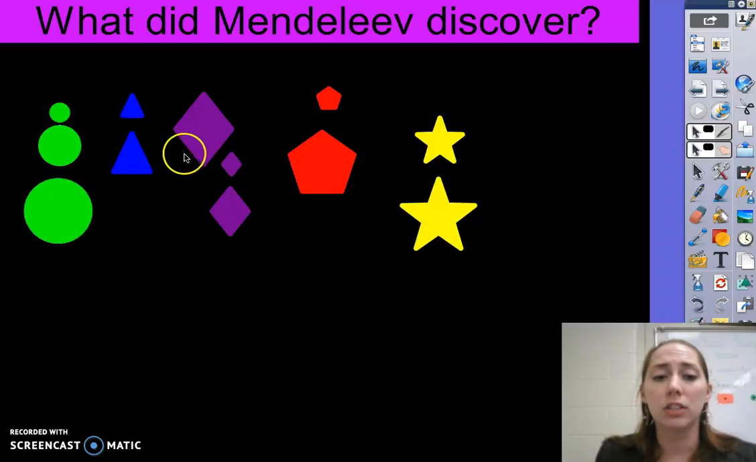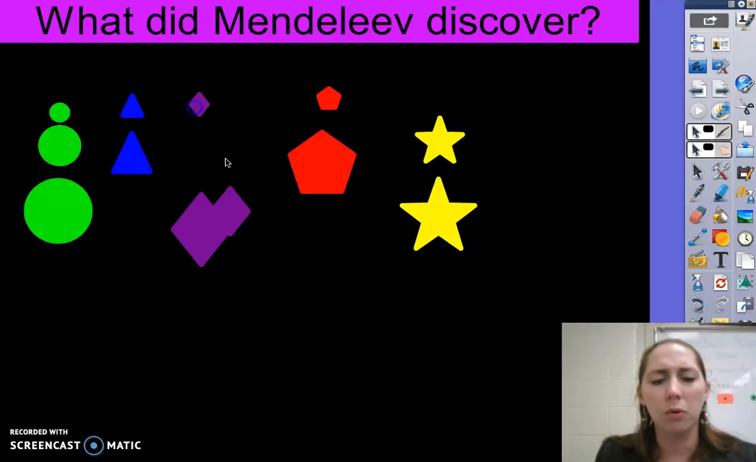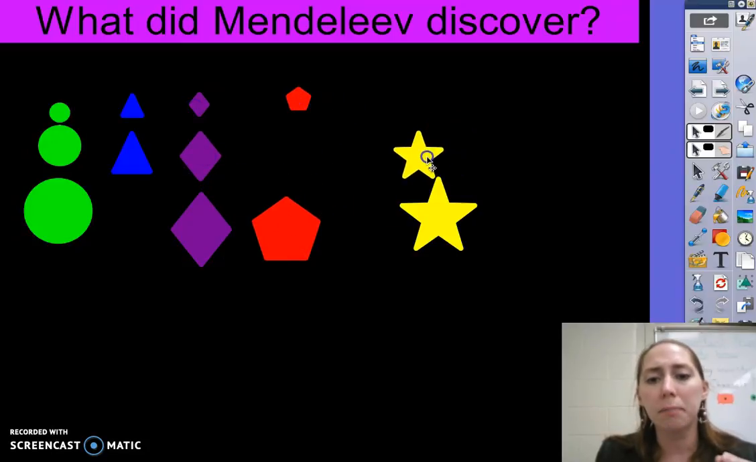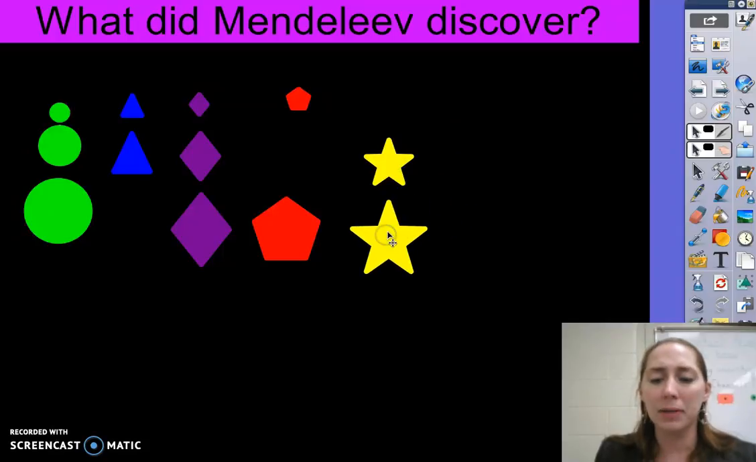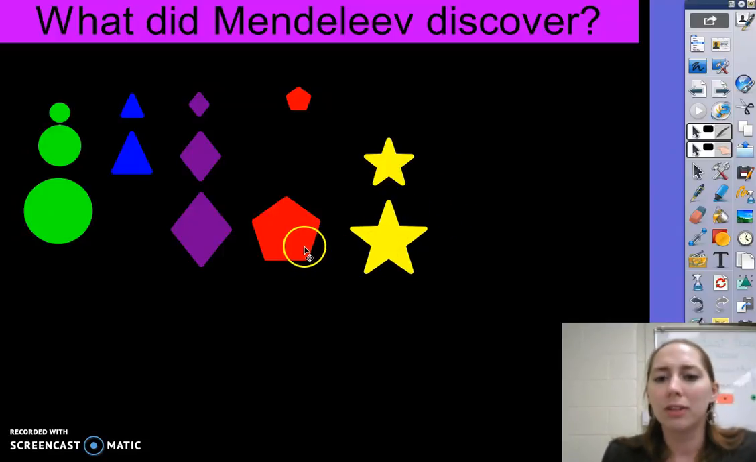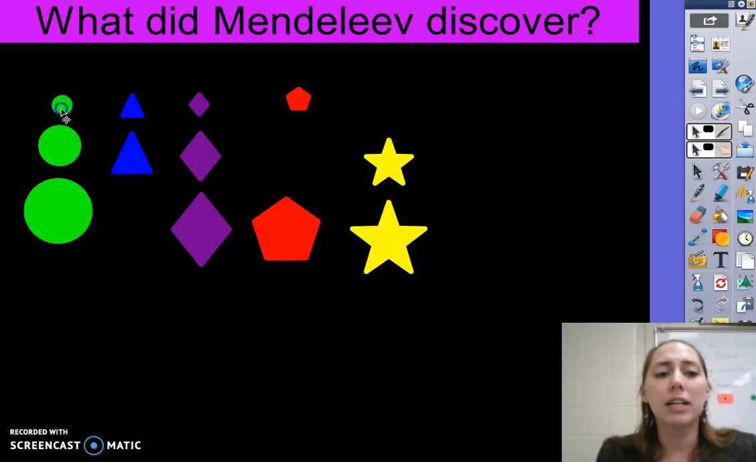So Mendeleev, he actually looked at the atomic mass and was like, oh, if I put this in order of its atomic mass, there's these repeated patterns that I notice that are happening. And he's like, oh, this is it. And so he organized the elements in order of increasing atomic mass, and he realized there were repeating patterns.